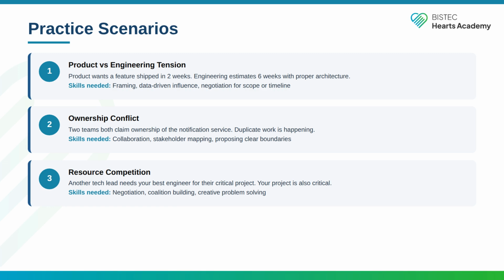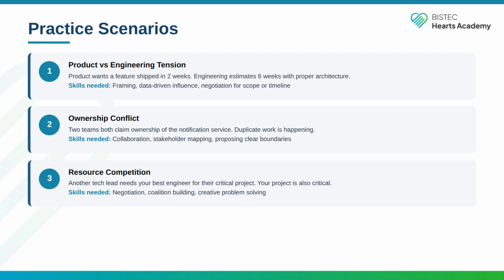Scenario 2. Ownership conflict. 2 teams both claim ownership of the notification service. Duplicate work is happening. This requires collaboration, stakeholder mapping, and proposing clear boundaries. Map all the stakeholders involved. Understand why each team believes they own the service. Propose clear boundaries. Maybe one team owns the infrastructure and the other owns the business logic. The goal is clarity, not territory.